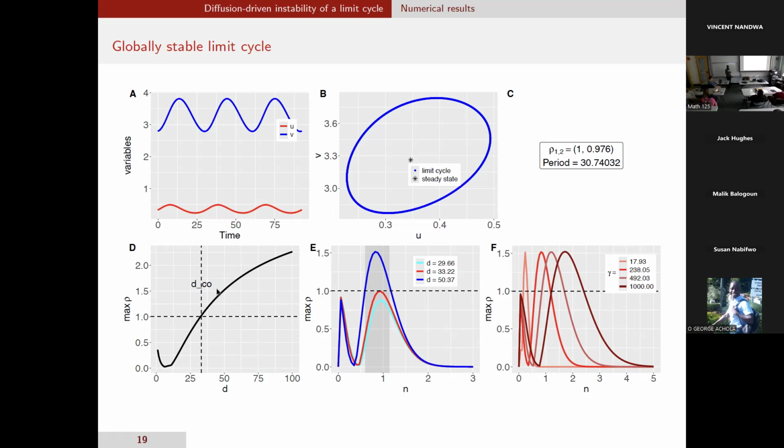So if you have the simulation here, plotting the maximum of the Floquet multipliers against the diffusion coefficients, you see that at the transition, somewhere around 33.22, all of them become more than 1. So it means for diffusion coefficients above 33, we can destabilize this limit cycle. Here is the same, but just to show this part.